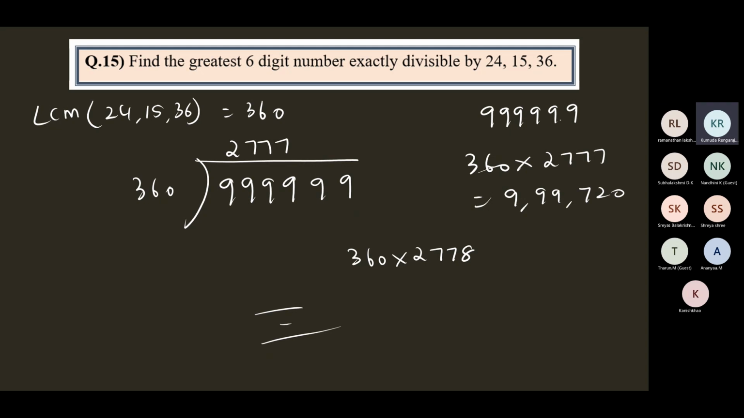So it is 360 into 2777. How can we guess that? So do this division so you get the quotient, find that product, and you can check with the successor 2778. All eligible.